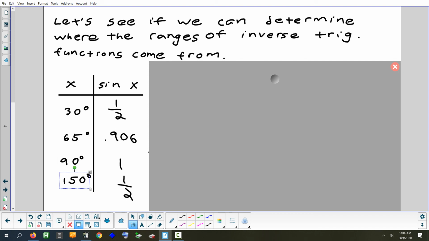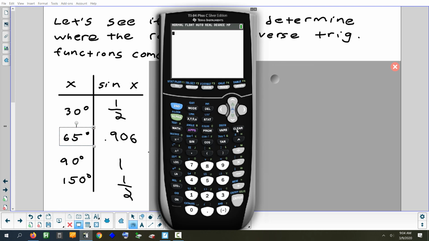Well, how did we, if you had this number, go back to that number? Yeah, do the inverse sine. So let's try inverse sine of a half and see what happens. Did I get back the answer that I started with? No. I got back 30.